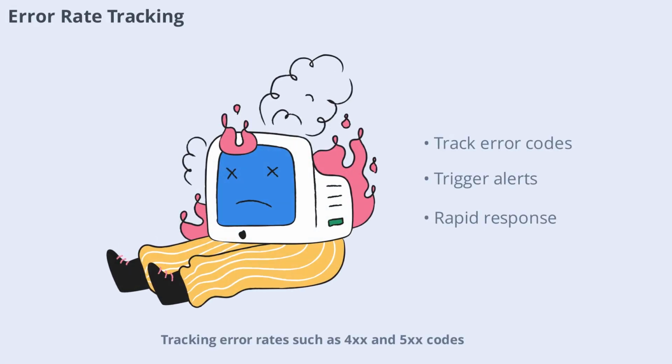Tracking error rates such as 4xx and 5xx codes helps identify systemic issues and trigger alerts. High error rates may signal upstream provider outages, misconfigurations, or application bugs. Proactive monitoring enables rapid incident response and minimizes user impact.